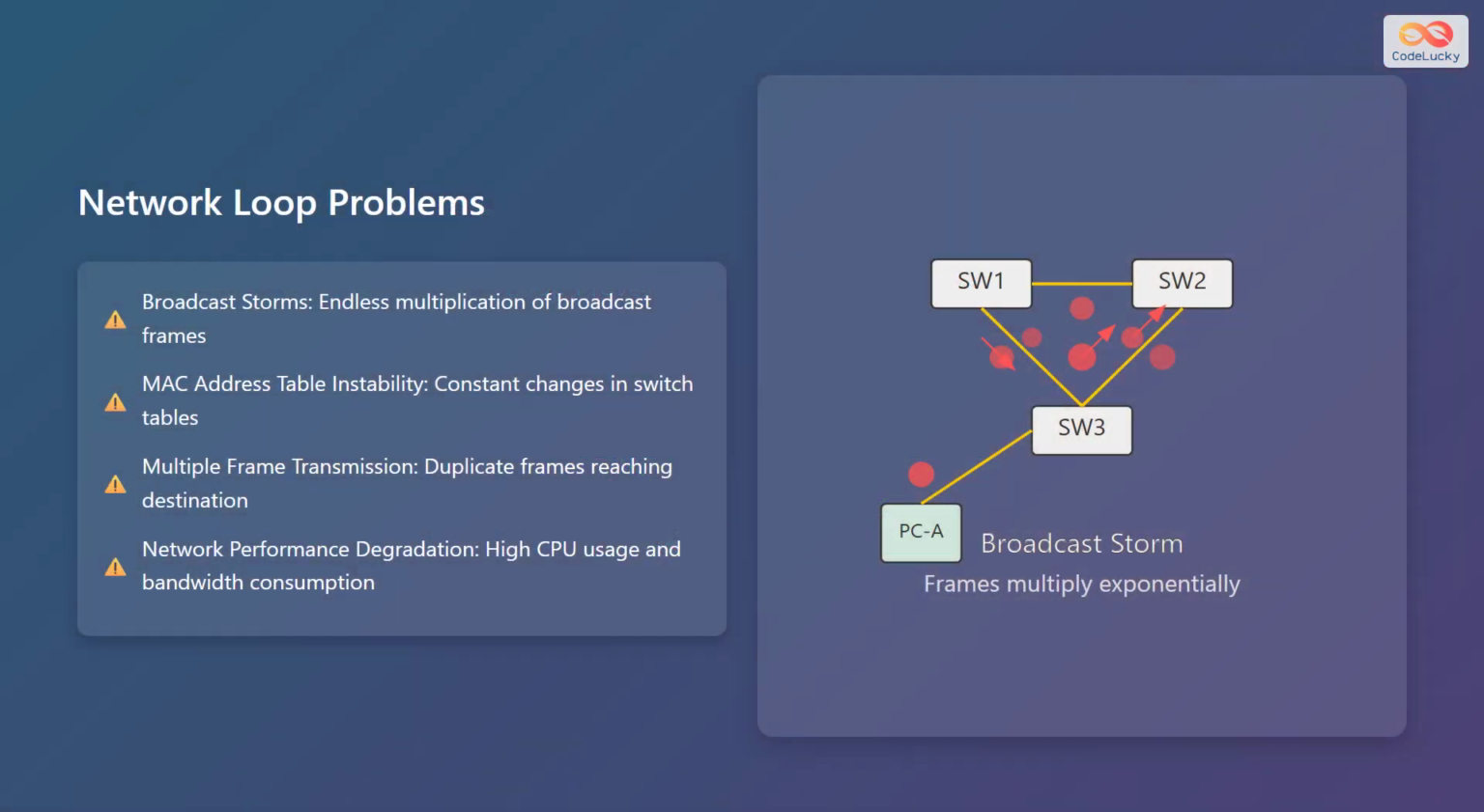Network loops can cause severe problems. First is broadcast storms, which involves the endless multiplication of broadcast frames, overwhelming the network. Then there is MAC address table instability, which is caused by constant changes in switch tables, which leads to confusion and inefficient forwarding. After this, multiple frame transmission occurs where duplicate frames can reach the destination, causing processing overhead. Lastly, network performance degradation takes place due to high CPU usage and bandwidth consumption on the network.